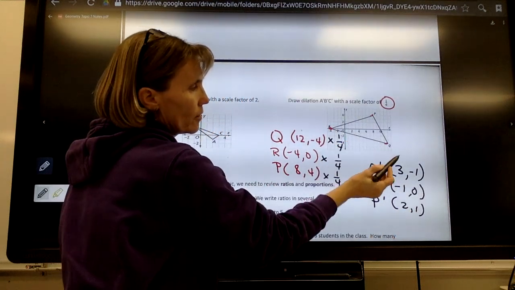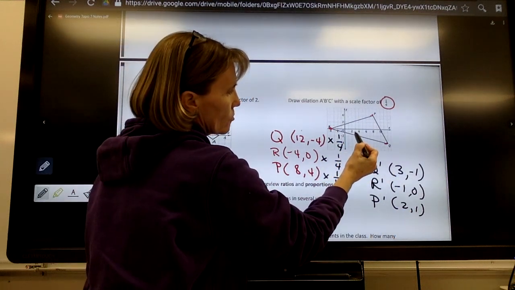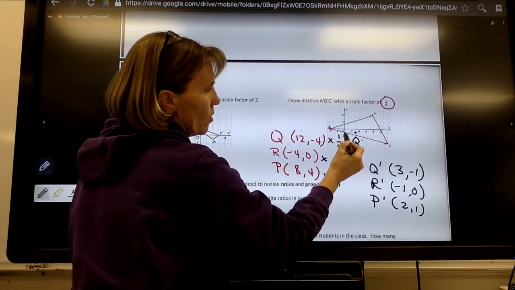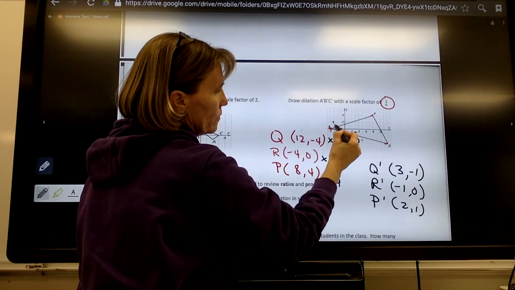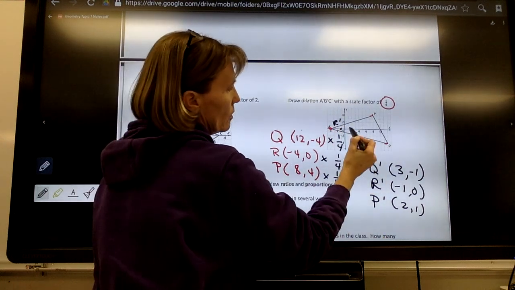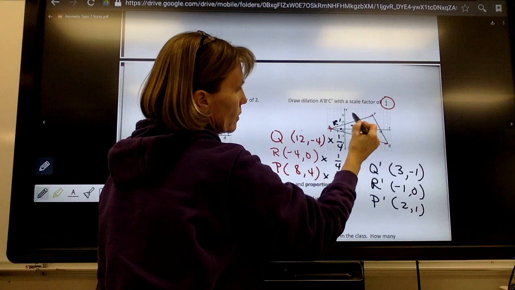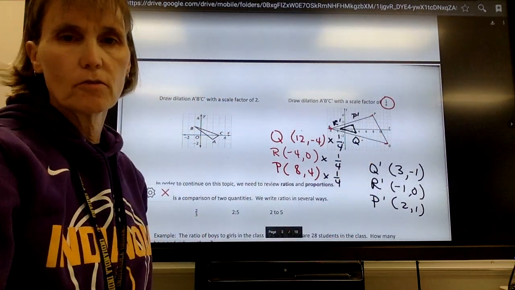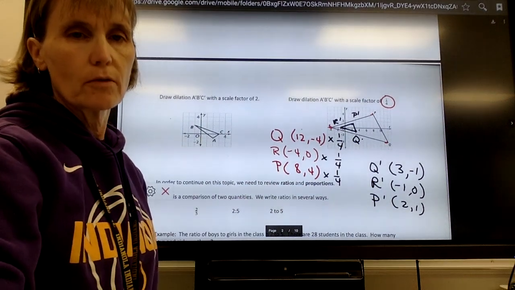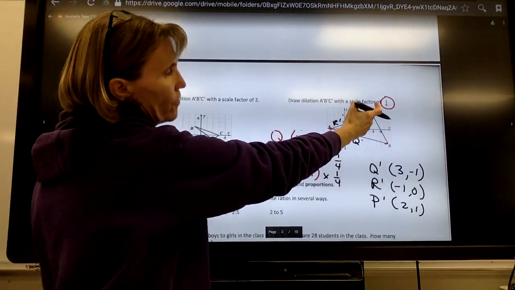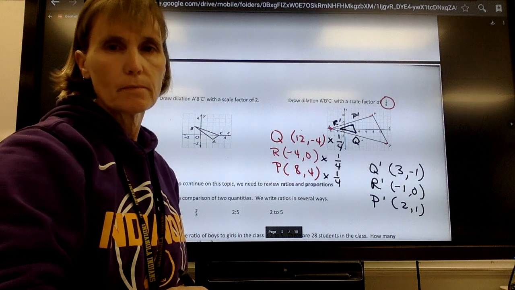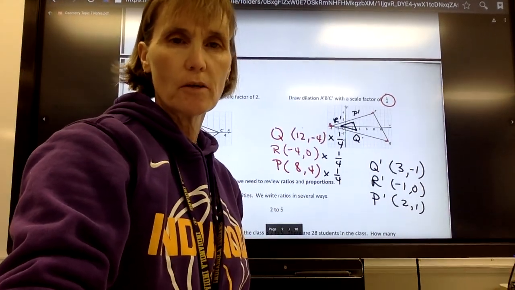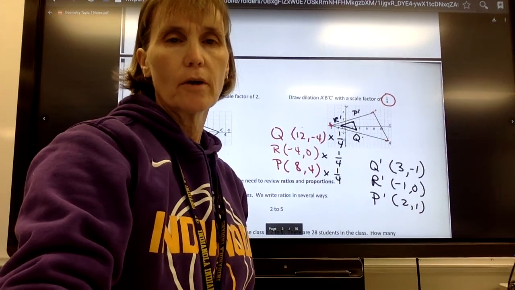I'm going to plot those on my graph. Here's 3, negative 1. That's Q. R is at negative 1, 0. And P is at 2, 1. And you're going to connect those. You can see that the figure that you just drew is smaller than the original, and it should be because your scale factor is less than 1. All right, you've got a worksheet 7.1a called Dilations. Get to show me your artistic ability. Go ahead and do the best you can with that.